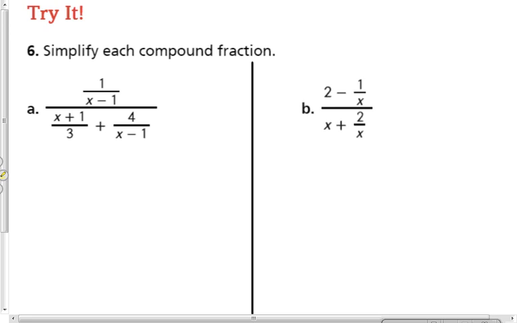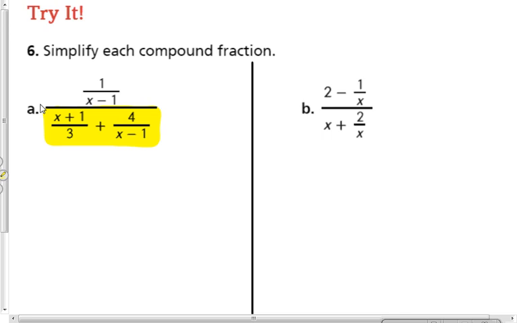So what we want to focus on first is the denominator and trying to combine these. Ignore the numerator for now. Just leave it up there, and we'll get back to it later. The denominator needs a common denominator. This is called a compound fraction. It's like a fraction within a fraction.